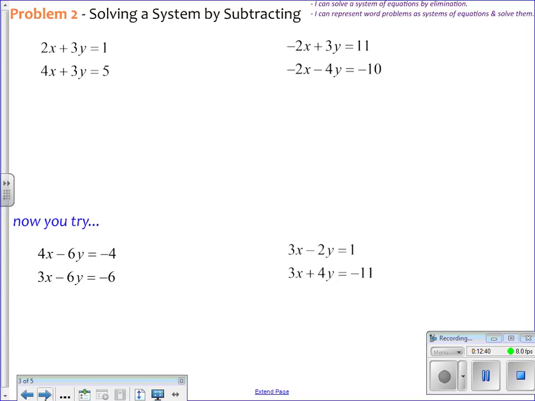Now, when you are solving a problem doing elimination, the easiest thing to do is add. So I do, if I add them, will something go away? 2x plus 4x, no. 3y plus 3y, no. In order to eliminate by addition, I have to have 2 things that are exactly opposite. I don't have 2 things that are exactly opposite. I have 2 that are exactly the same, so I subtract.